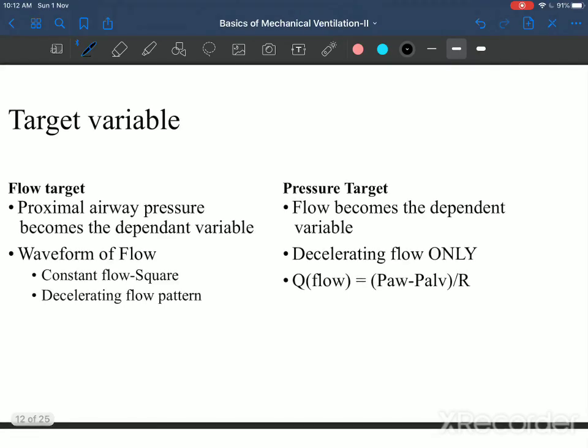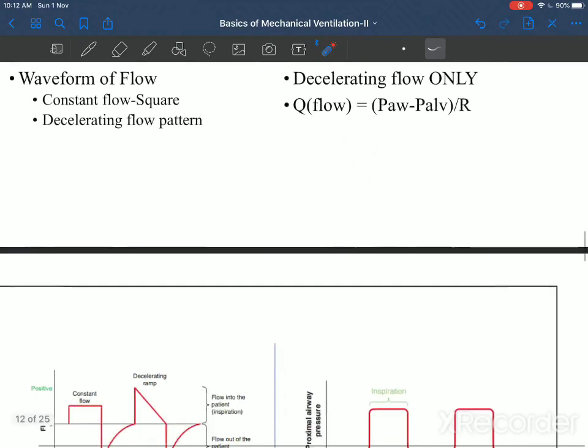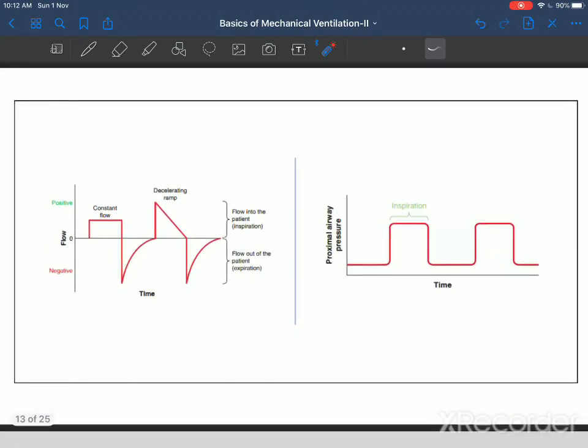We already saw either flow or pressure can be the target variable. When you set flow as the target, the proximal airway pressure becomes the dependent variable. When you set pressure as the target, flow becomes the dependent variable. The other one becomes the dependent variable. When you see the waveform, it can be a square waveform or a decelerating flow pattern, because flow is the dependent variable and can vary. When you set pressure as the target, flow is usually only decelerating. We will see why these waveforms happen.